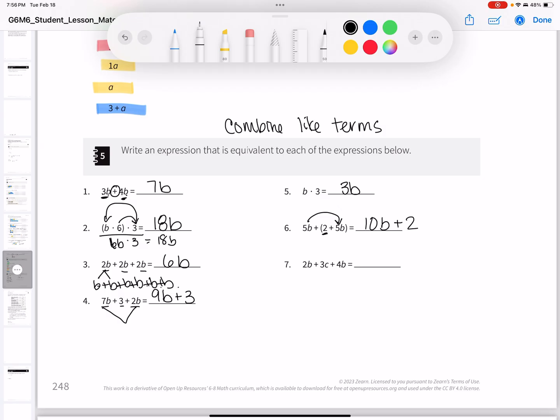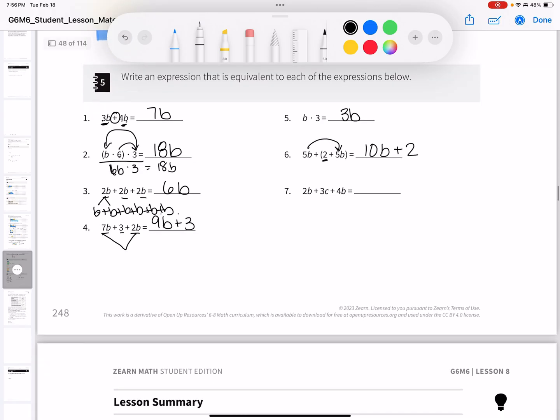And then finally, we have 2b plus 3c plus 4b. Well, we can combine the b's, but we cannot combine the c, okay? So 4b plus 2b is 6b plus 3c. Because b and c are different variables, we cannot combine them, okay?